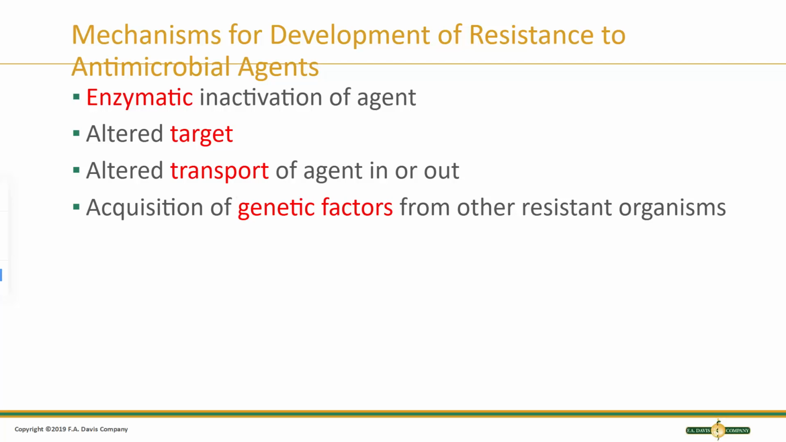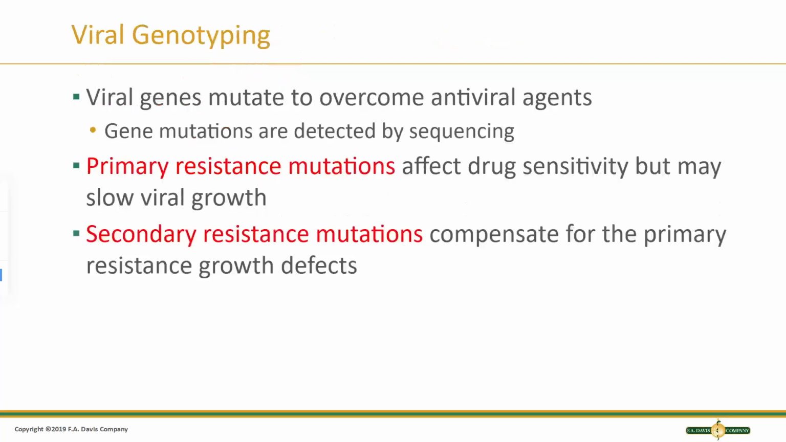Mechanisms for the development of resistance to antimicrobial agents: enzymatic inactivation of the agent, altered target, altered transport of the agent in or out, and acquisition of genetic factors from other resistant organisms. Viral genotyping. Viral genes mutate to overcome antiviral agents. Gene mutations are detected by sequencing. Primary resistance mutations affect drug sensitivity but may slow viral growth. Secondary resistance mutations compensate for the primary resistance growth defects.